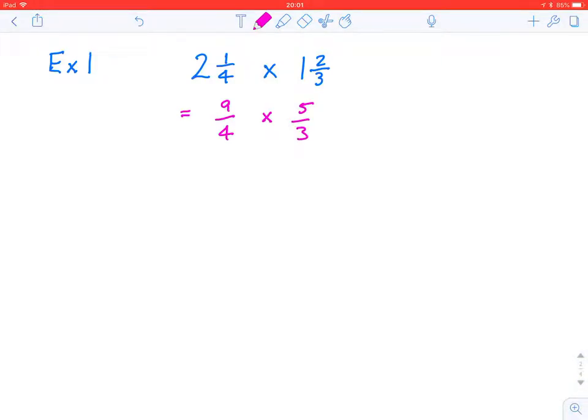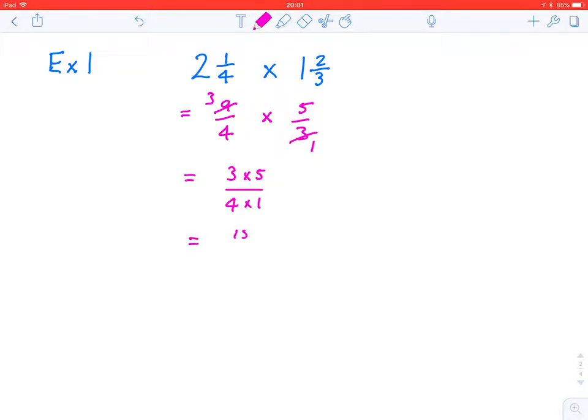And at this point we look to see if we can cancel anything in the numerators with anything in the denominators. And I see that the 3 and the 9 cancel, so 3 goes into itself once and 3 goes into 9 3 times. Now that I've finished cancelling, I multiply the numerators and I multiply the denominators. So I've got 3 times 5 over 4 times 1.